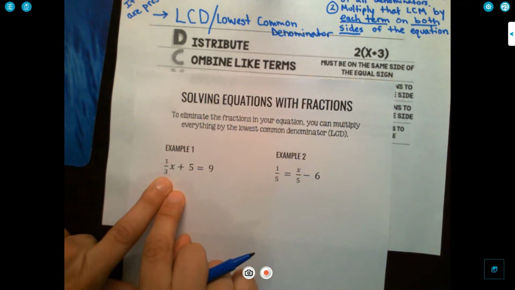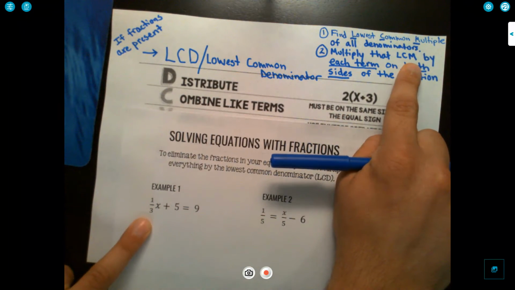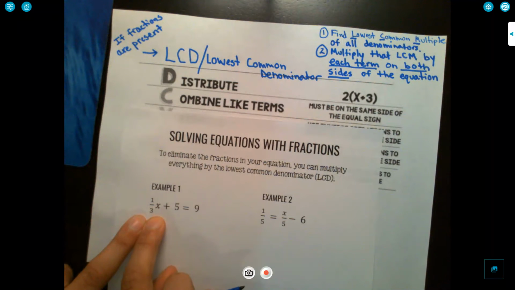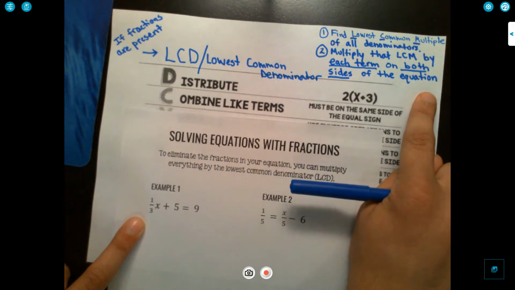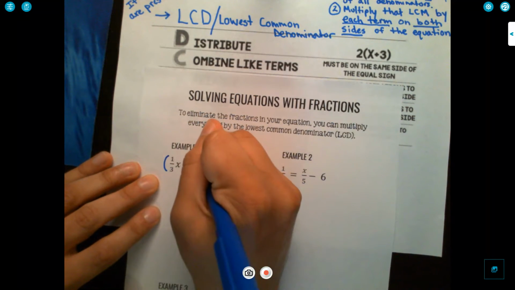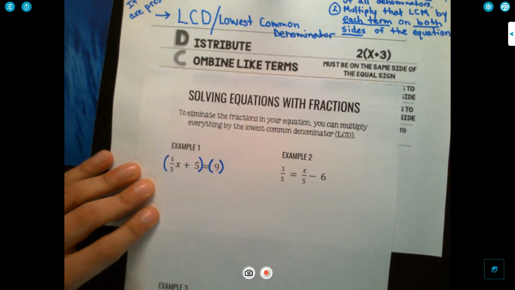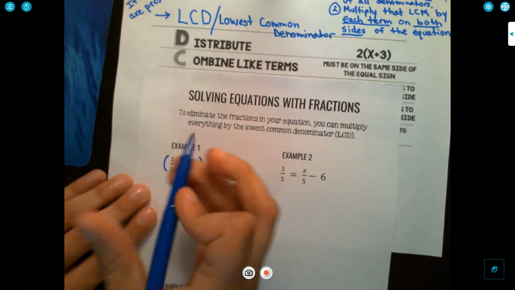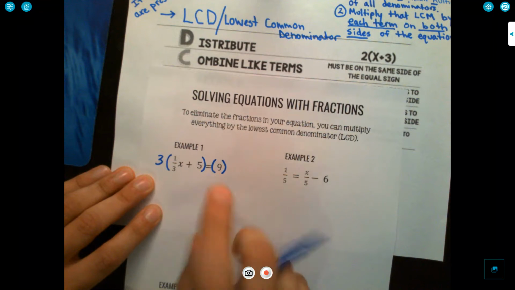We're going to look at the denominator, and we're going to take that denominator and multiply it by both sides and all terms. It says to multiply by that lowest common multiple. In this case, there's only one fraction, so one denominator, and that happens to be a 3. So we're going to take that 3 and multiply it by each term on both sides of the equation. So what that looks like is this. I'm going to create parentheses on both sides in all expressions. This is an expression, this is an expression, and I'm going to multiply this 3 by both of these terms and by this one term over here.